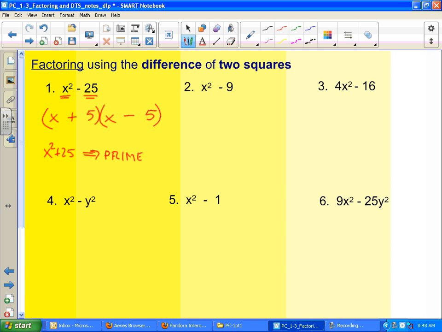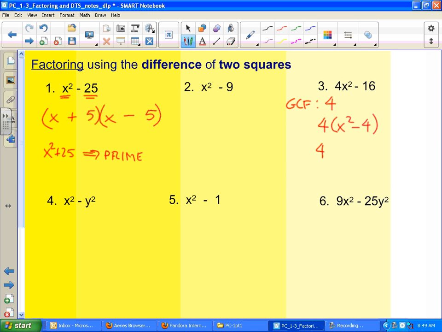What do we do on 3? I look at 4x squared and see that's a perfect square. Negative 16. Everything seems to be working out so far. Perfect squares and a negative in between. But don't forget about this. Pull out my GCF. In this case, my GCF is a 4. So if I first factor out a 4, I get x squared minus 4. And that's all right, because x squared minus 4 is still a difference of two squares.